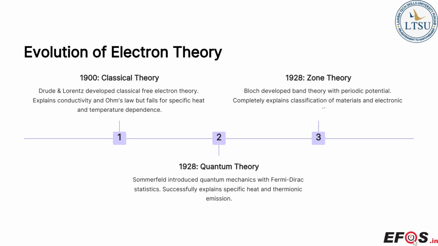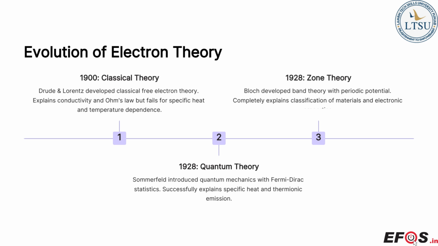The theory evolved significantly as quantum mechanics developed. 1. 1900, classical theory, Drude and Lorentz. This explained basic conductivity and Ohm's law, but failed when trying to account for specific heat or the temperature dependence of resistivity. 2. 1928, quantum theory, Sommerfeld. Sommerfeld introduced quantum mechanics and Fermi-Dirac statistics. This successfully explained issues like specific heat and thermionic emission. 3. 1928, zone theory, Bloch. This is the modern, most complete theory. Bloch developed the band theory using the concept of periodic potential.